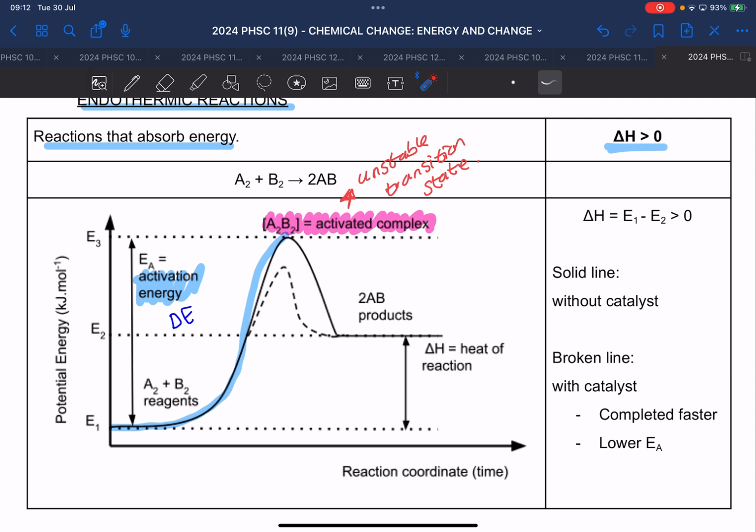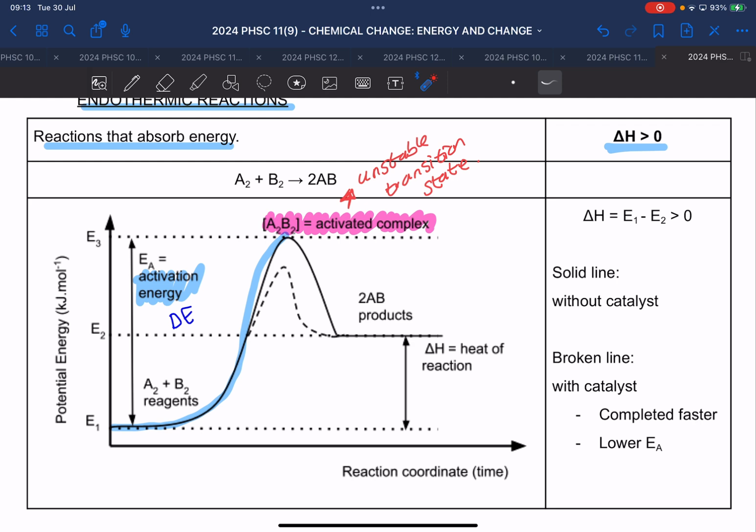Alright, so this reaction that we have here is just a pretend reaction. Okay, let's play pretend, let's assume, imaginary reaction. Alright, so here at the top we have our activated complex, that's the unstable transition state. You can see it has high potential energy, because all the bonds are broken, they are moving around, they're trying to find their partner again.